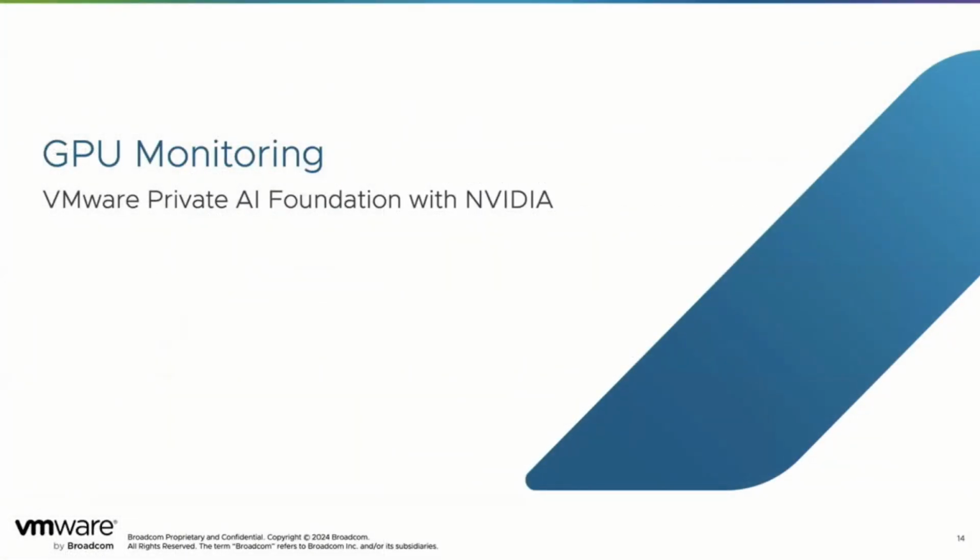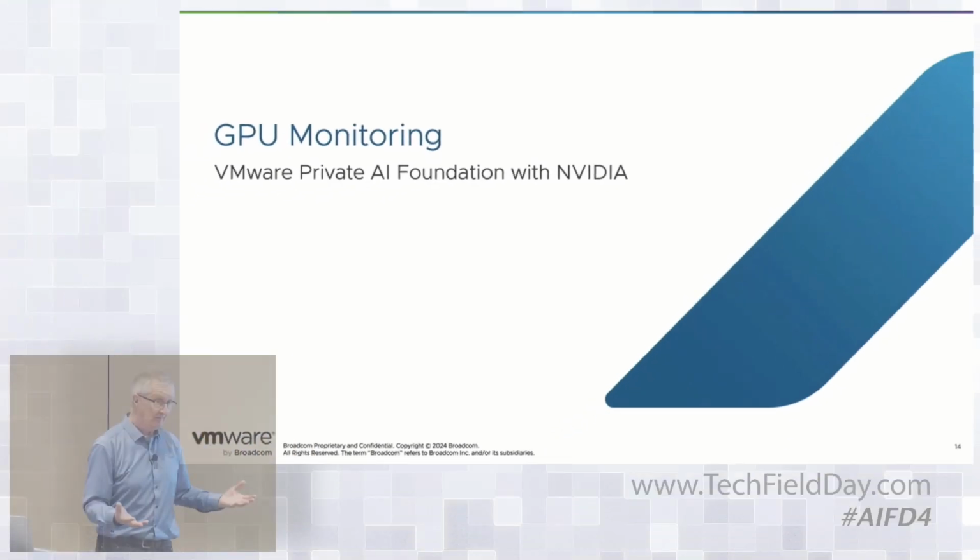Last topic, GPU monitoring. Okay, we've satisfied our data scientists. We've given them the tooling and the platforms that they want. They've built their models. They're using the models. The models are going to inference. What's happening in the infrastructure?